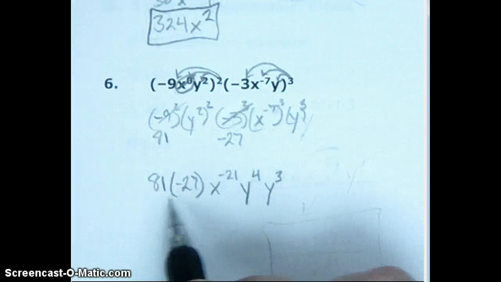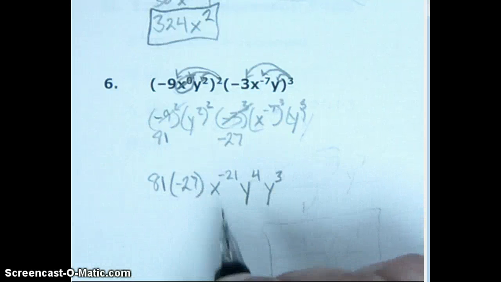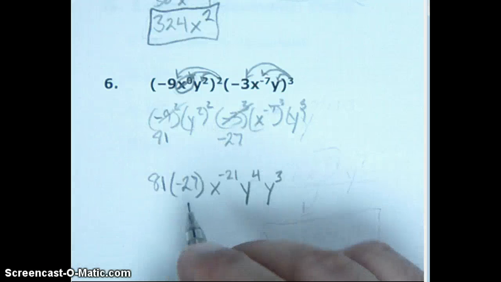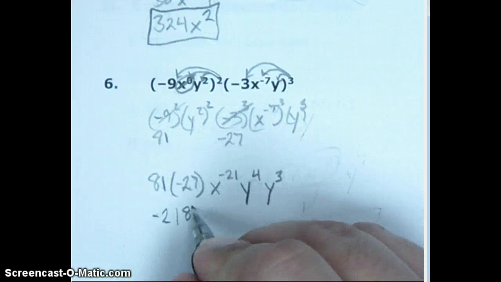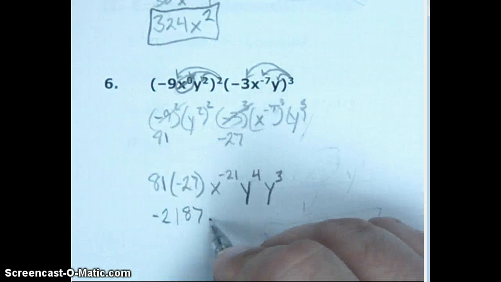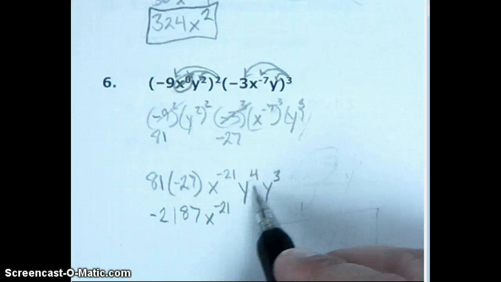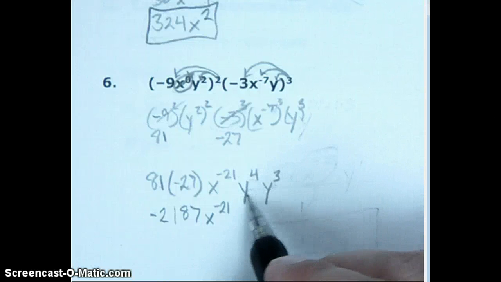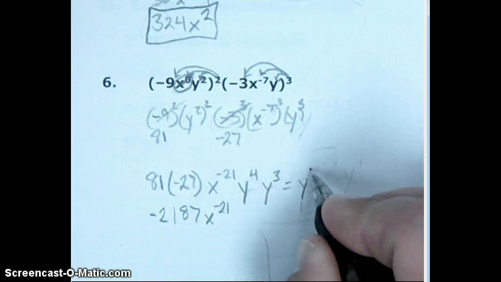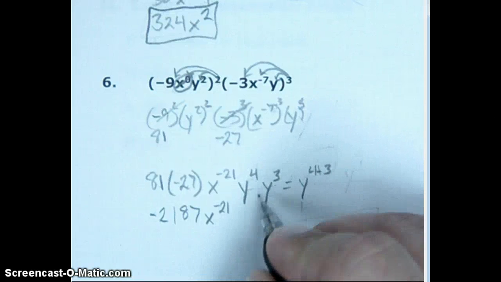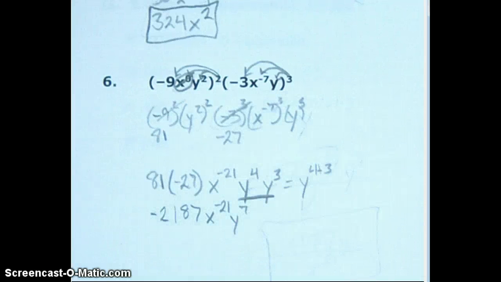Now what I have is some multiplying going on here. I don't have any more exponents outside of parentheses. So these two are just coefficients. These two coefficients can multiply together to give you -2,187. I still have this guy by himself, the negative exponent, we'll mess with him later. And this is a product of powers, multiplying two expressions with exponents. And if you remember, that's the same thing as saying y to the 4 plus 3, which is y to the 7th power.